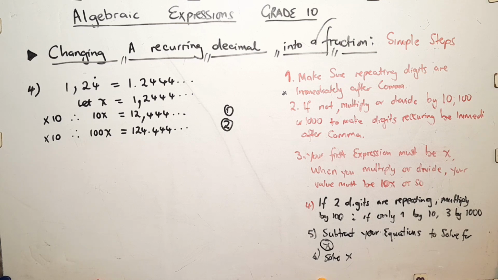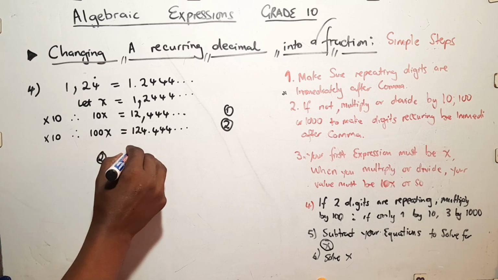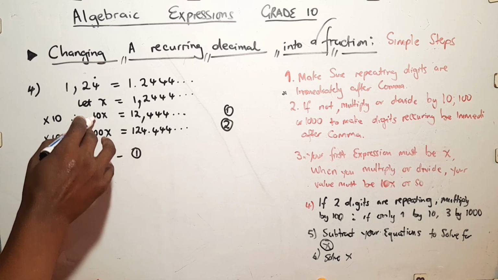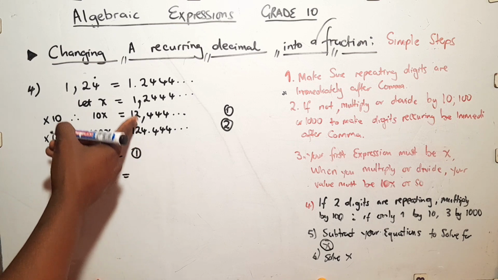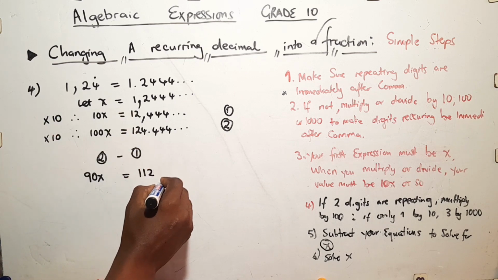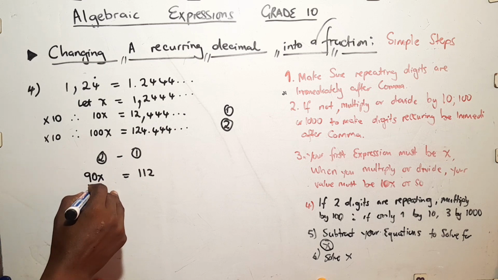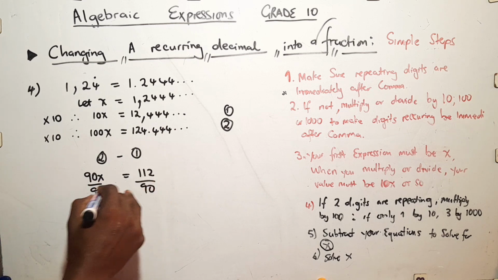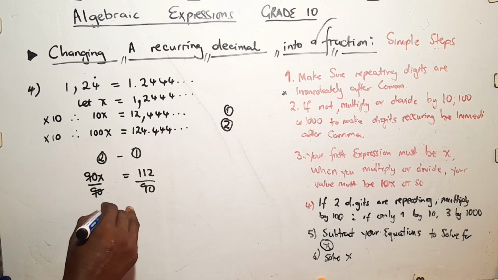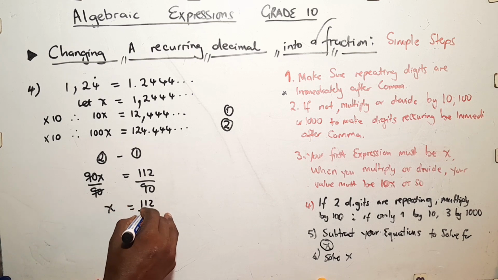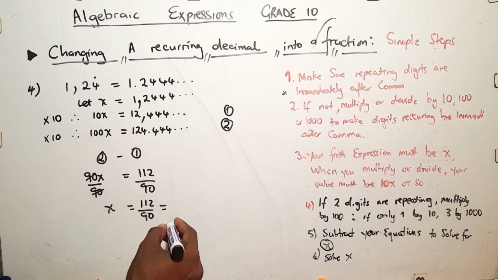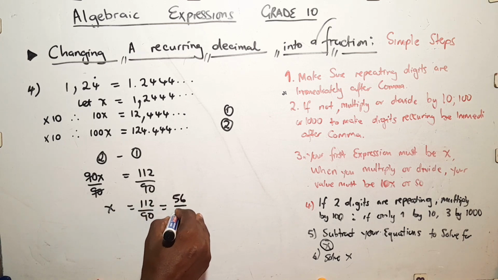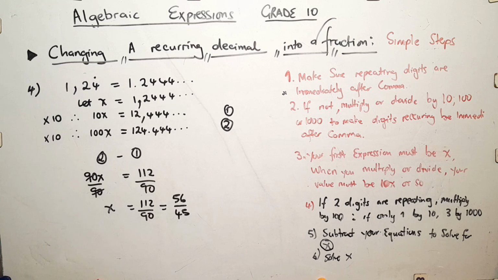So the next step now is to subtract equation number 1 from equation number 2. So 100x minus 10x will give us 90x. And 124 minus 12 is 112. And these will cancel each other out. So we can divide throughout by 90. So 90 and 90 will cancel each other out. So x becomes 112 over 90, which you can also divide further. 2 can go into these two numbers, and this will be 56 over 45.